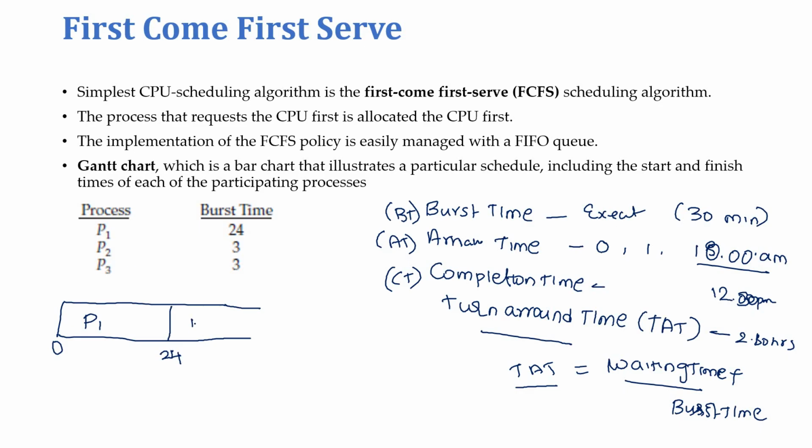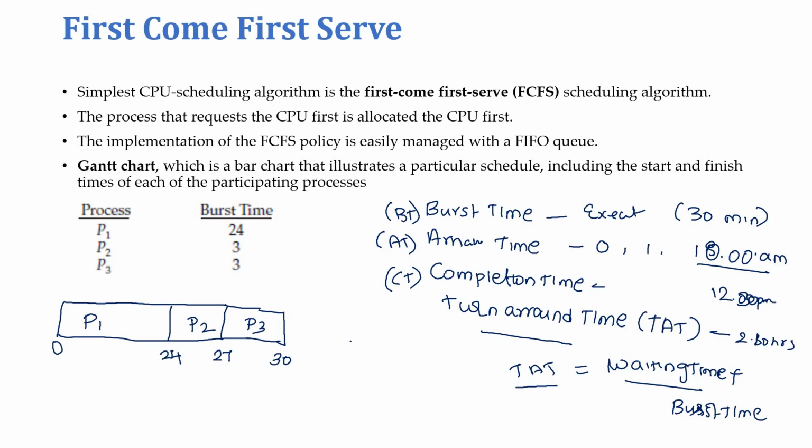Next, the P2 process will start and it is working for only 3 minutes. So after 3, so 24, 25, 26, 27. So at 27 it completes its process. Next the P3 will start and it is also working for only 3 minutes. So at 30 the P3 will complete.